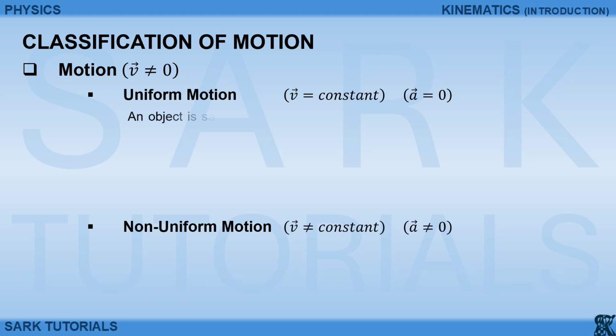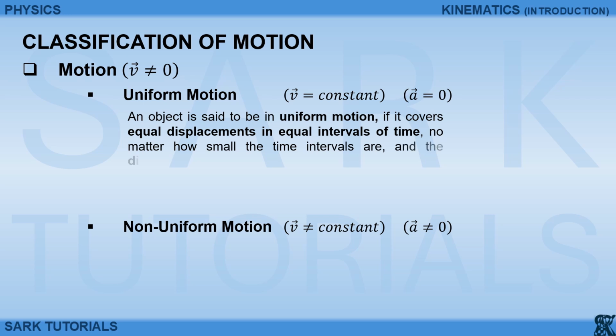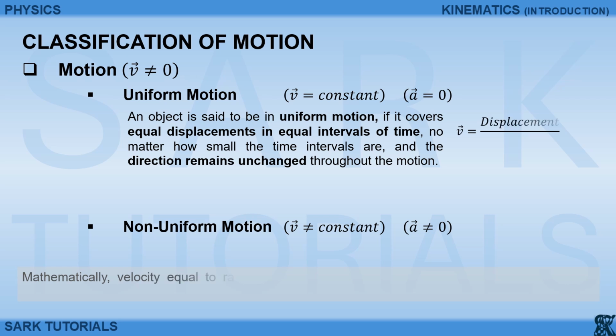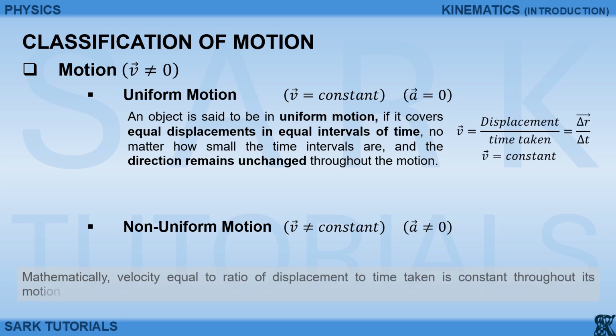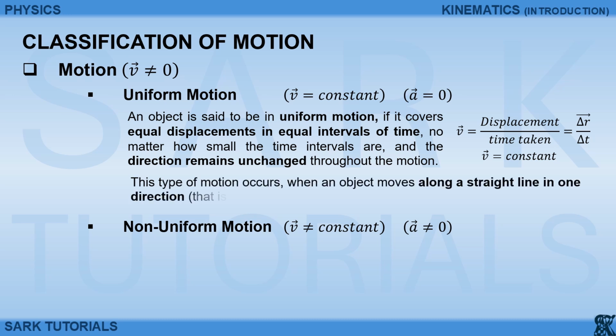An object is said to be in uniform motion if it covers equal displacements in equal intervals of time, no matter how small the time intervals are, and the direction remains unchanged throughout the motion. Mathematically, velocity, equal to the ratio of displacement to time taken, is constant throughout its motion. This type of motion occurs when an object moves along a straight line in one direction, that is, one-dimensional motion.